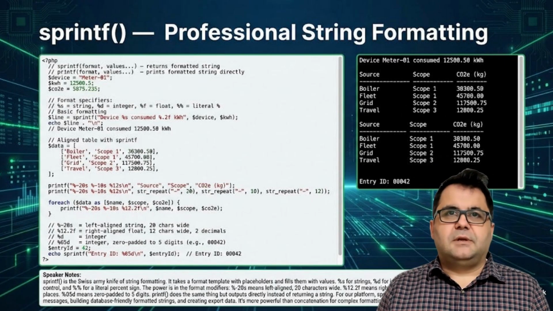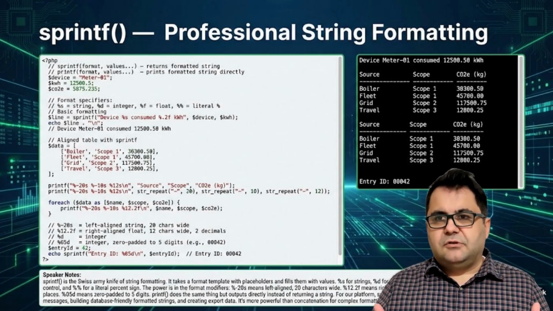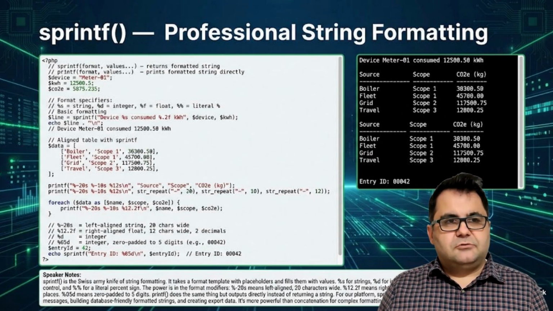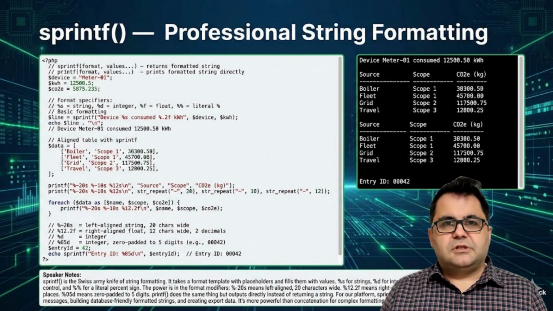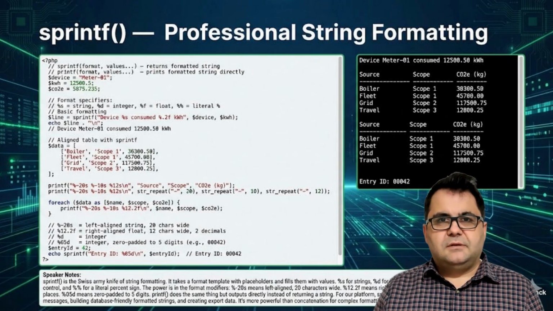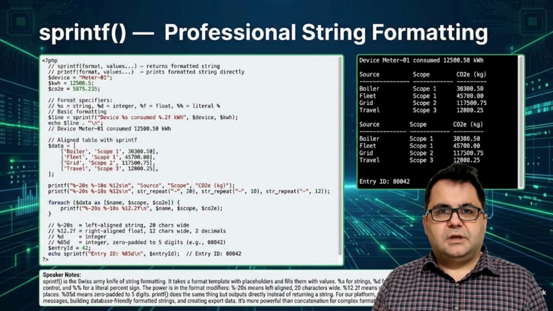sprintf is the Swiss Army knife of string formatting. It takes a format template with placeholders and fills them with values. %s for strings, %d for integers, %f for floats with decimal control, and %% for a literal percent sign. The power is in the format modifiers. %-20s means left aligned, 20 characters wide.